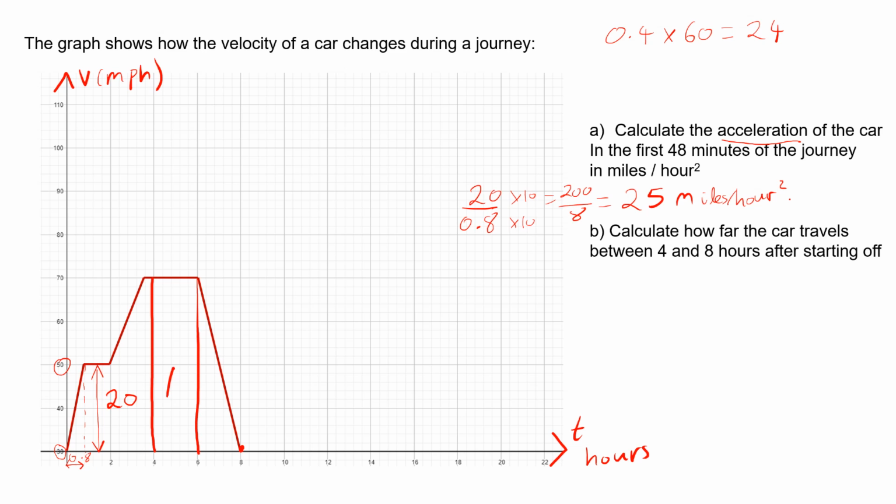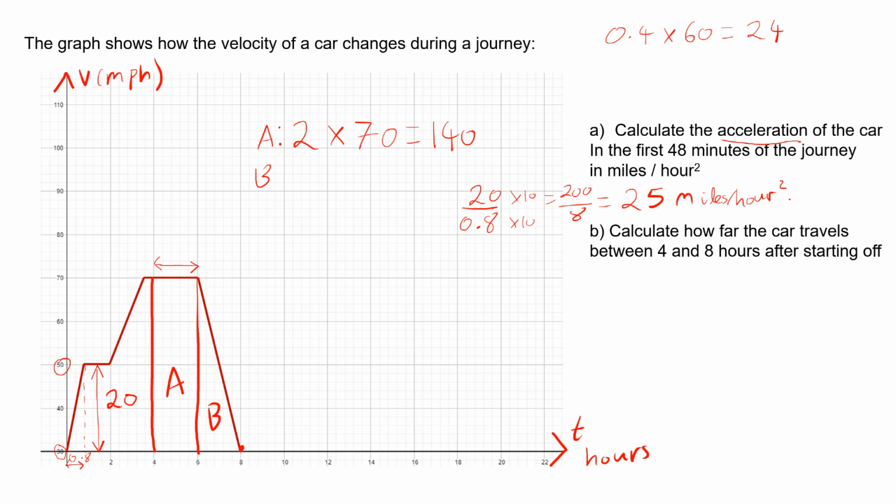So we have shape A and shape B. Shape A is a rectangle, so to work out the area, I need to work out the width, which is going from 4 to 6, so that's going to be 2 hours, and the height, which is 70 miles per hour. So we have 2 times 70, that's 140. So it looks as though the car travels 140 miles in this time.